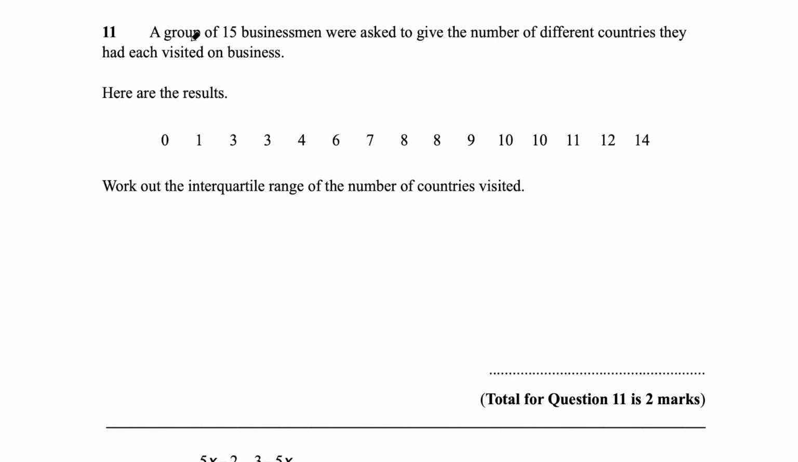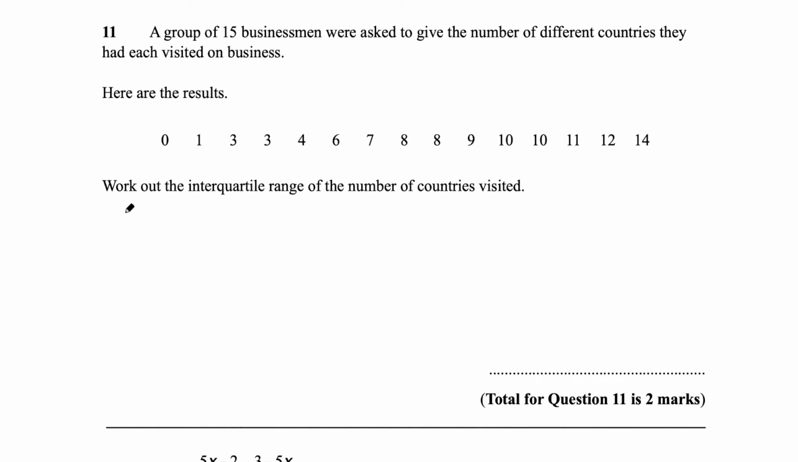Question 11 says a group of 15 businessmen were asked to give the number of different countries they had each visited on business. Here are the results. Okay, so one person visited 0 countries, one person visited 14 countries, and all of those in between. It says work out the interquartile range of the number of countries visited. When you're talking about discrete data like this, take the number of things you're talking about. In this case, we're talking about 15 businessmen.